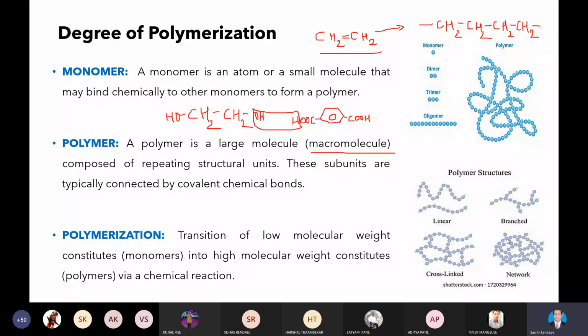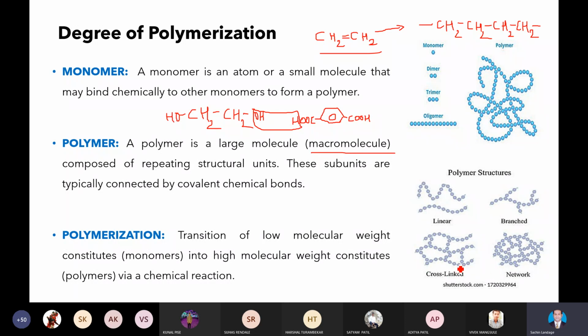Now, whenever you are talking regarding the polymer, as I told you, we have the linear polymer, which is a single continuous polymer chain. And when other groups get attached to it, that is called a branched polymer.